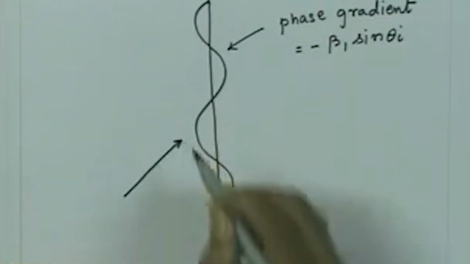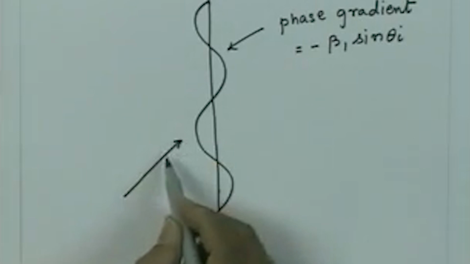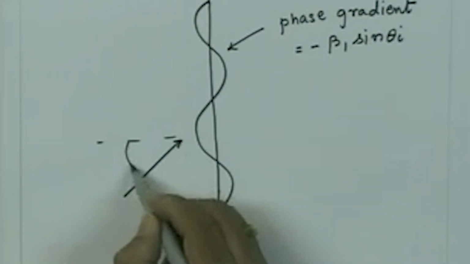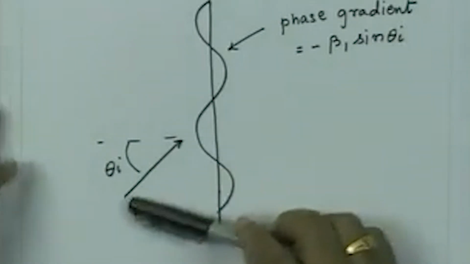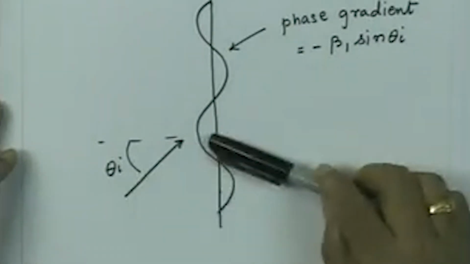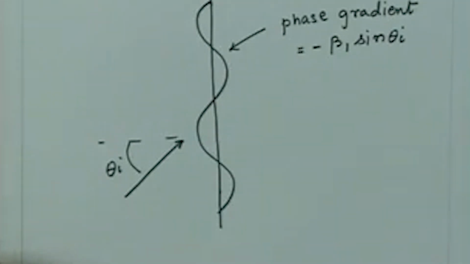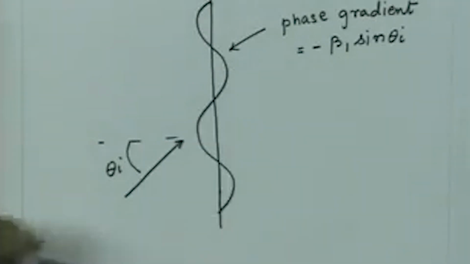Now, in this case the wave was travelling in this direction as we saw, which was making an angle theta I with respect to this. So, if I take a direction like that, this was the angle which was theta I. So, this wave which is moving at an angle theta I with respect to the normal has created this phase gradient. Alternatively, I can say if I had created this phase gradient, it would be equivalent to having a wave which is coming like this.